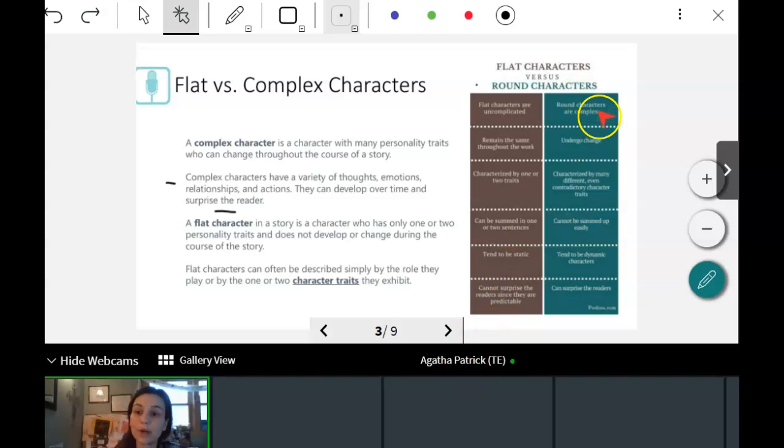Round or complex characters are exactly that. They're complex. They undergo change through the course of a narrative from beginning to end. Characterized by many different, even contradictory character traits, they cannot be summed up easily, tend to be dynamic characters, and can surprise the reader. So when you're determining if a character is flat or complex, you want to ask yourself, did this character stay the same throughout the course of a narrative? Or did the character not have any changes? If you can answer that the character had many changes, this is most likely going to be a complex character.